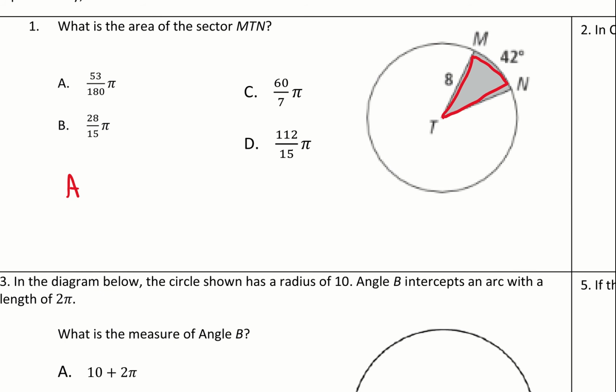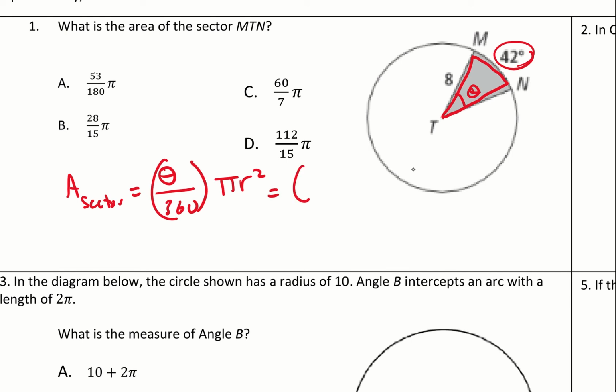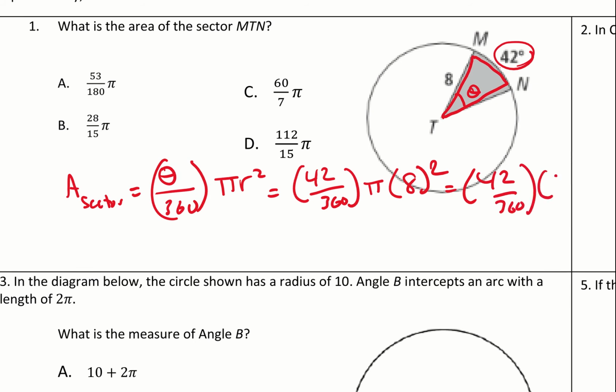Now the formula for the area of a sector is the angle, the central angle here, which is the same as the arc right here, the measure of the arc, over 360 times pi r squared. And there's your formula. And so in this case, the angle is 42. So we got 42 over 360 times pi times the radius, which is 8 squared. And so you get 42 over 360 times 64 pi. Now you can, of course, reduce a bunch of stuff.